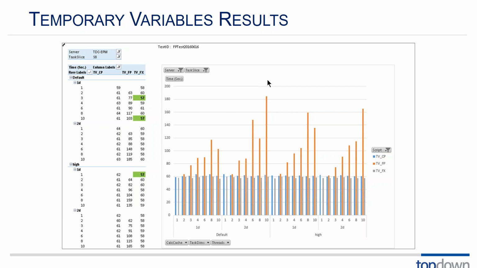Temporary variables, and here we see that a regular fix is the winner, and our orange Fix Parallel is overhead is a real killer here. Calc Parallel does almost as good a job as Fix Parallel.